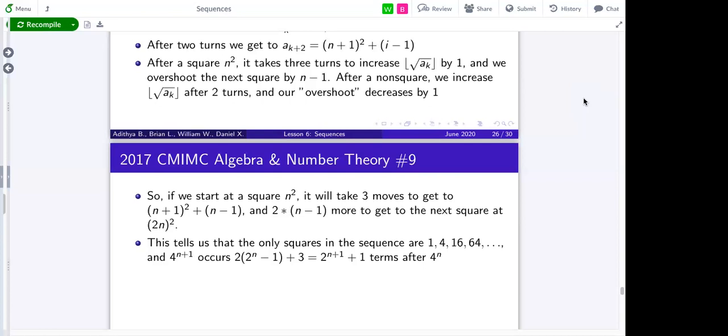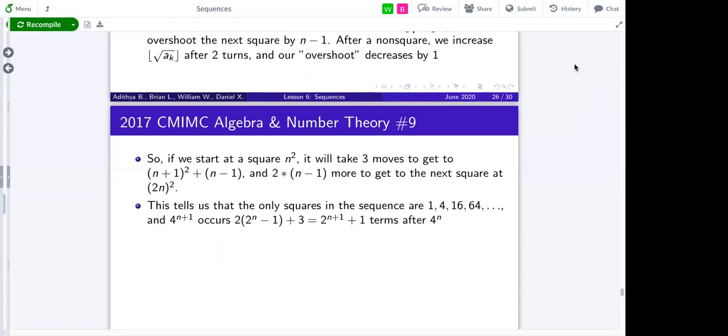So since a1 is equal to 1, which is a square, our next square is going to be 2 squared, which is 4, then 4 squared, which is 16, 8 squared is 64. So all our squares are going to be perfect powers of 4. And note that from our above argument, 4 to the n plus 1 is going to occur 2 to the n plus 1 terms after 4 to the n.